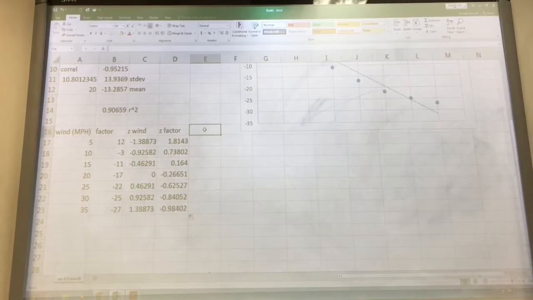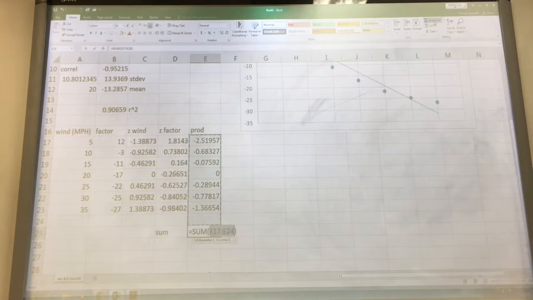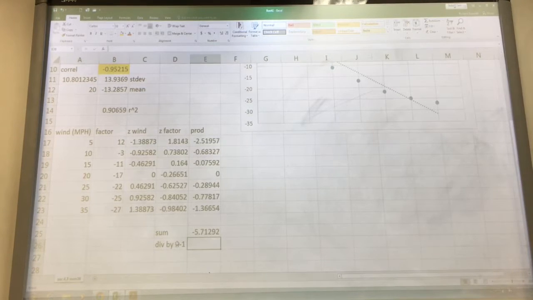Then we're going to get our product here. We're going to multiply those two z-scores together and copy that down. Then you get your sum, and you add that up. And hopefully, there's our answer right there, the answer we're looking for. And now we're going to divide by n minus one, right? What's my n?